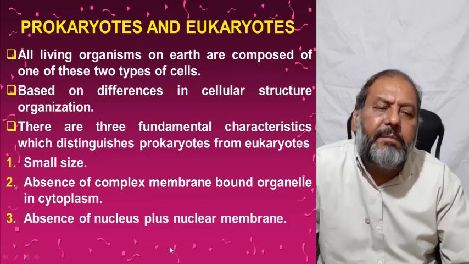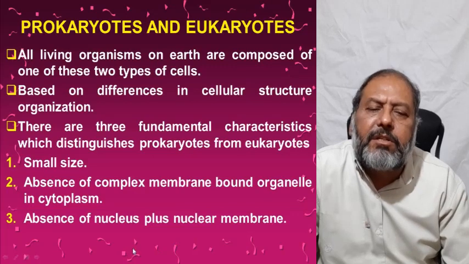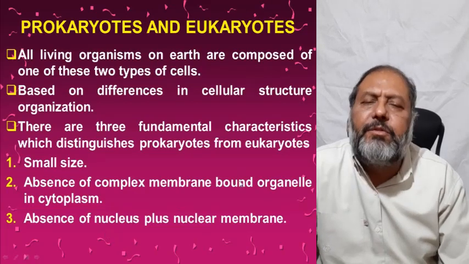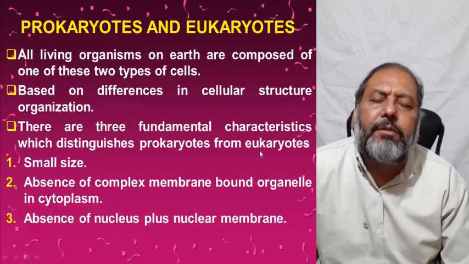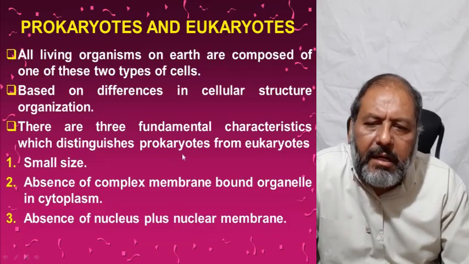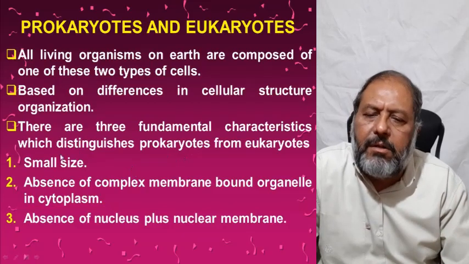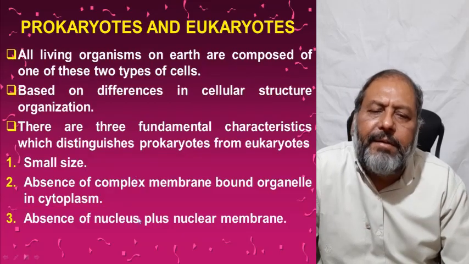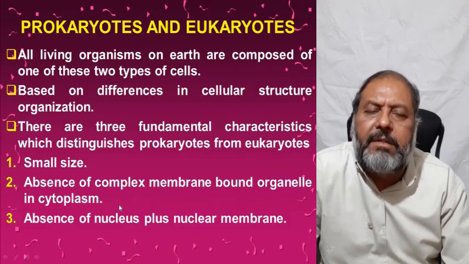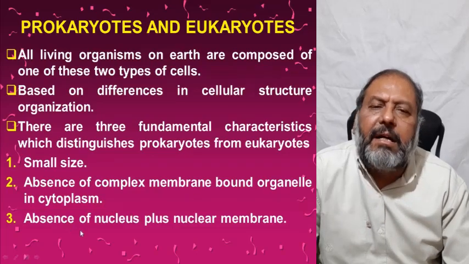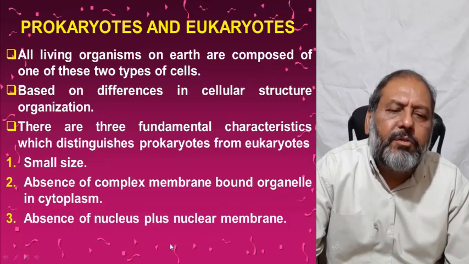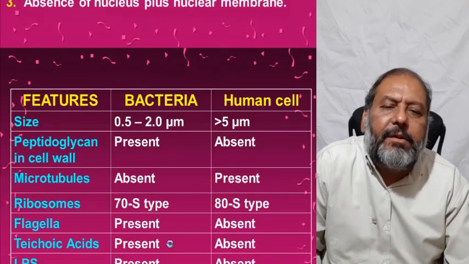There are three fundamental characteristics which distinguish prokaryotes from the eukaryotes. As you know, the eukaryotes do contain the nucleus and the prokaryotes do not contain the nucleus. So the prokaryotes are smaller in size. They have an absence of complex membrane-bound organelles in the cytoplasm, and they also have no nucleus plus the nuclear membrane. So these are called prokaryotes.